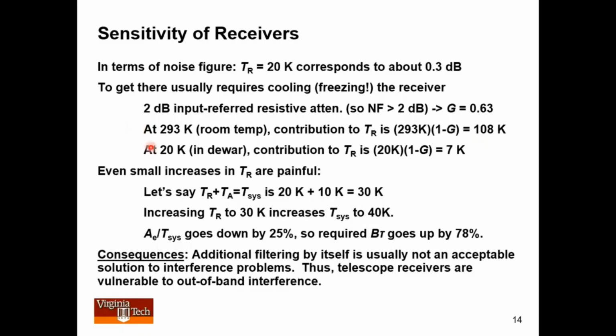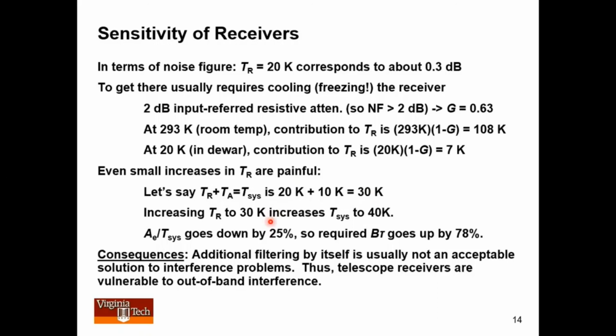We want to cool that down to, say, 20 Kelvin. Now that contribution became 7K. Now that's a reasonable number. It's comparable to the intended temperature. Going down much lower, limited benefit because the intended temperature then will become the dominating thing. But the point of this is to demonstrate even small increases in the receiver temperature, I'm talking about the radiometric temperature, are very painful. So for example, consider receiver temperature plus antenna temperature equals system temperature here. That's 20K plus 10K is 30K, just to, again, use round numbers.